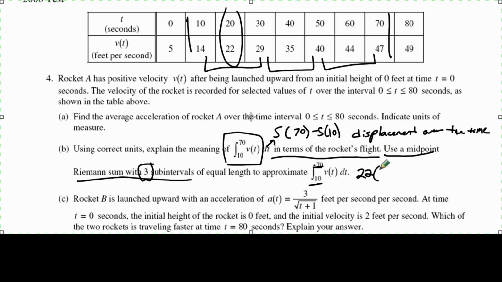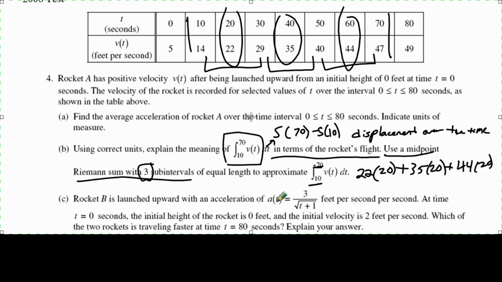So my width of 20 plus, and then I go to the next one, my midpoint is here. So 35 is the height, and my width is 20 as well. And the last one would be here. So the middle point between these two is a height of 44 and a width of 20. Then you have to work this all out.